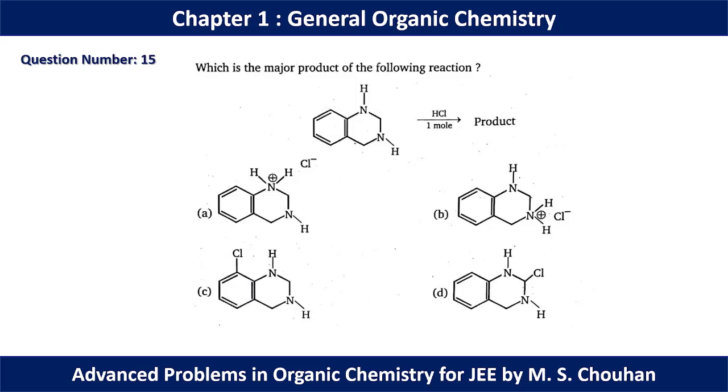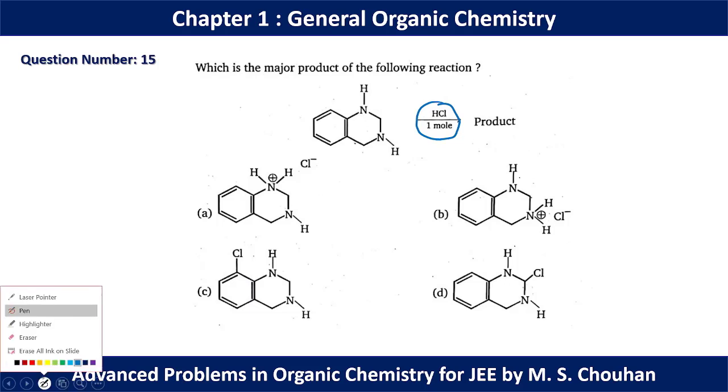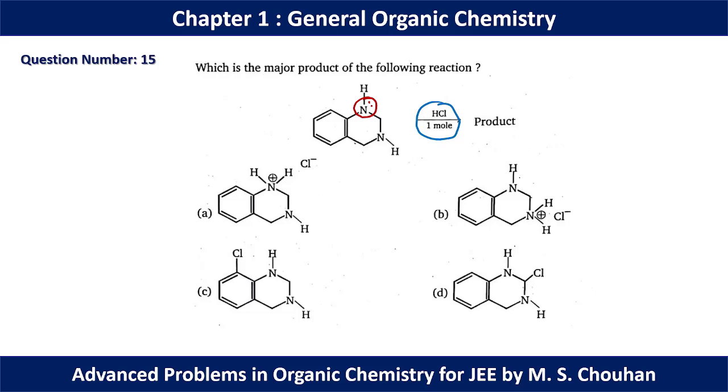In question number 15, which is the major product of the following reaction? Here we have used 1 mole of HCl. So the most basic nitrogen will react with 1 mole of HCl. Here we have two nitrogens. This nitrogen is resonance stabilized, so this is not a localized lone pair. As we know that the more the electron density over nitrogen, the more will be the basic strength. We can say that for this nitrogen basic strength is low. Why? Because this lone pair is resonance stabilized, so basicity is less.